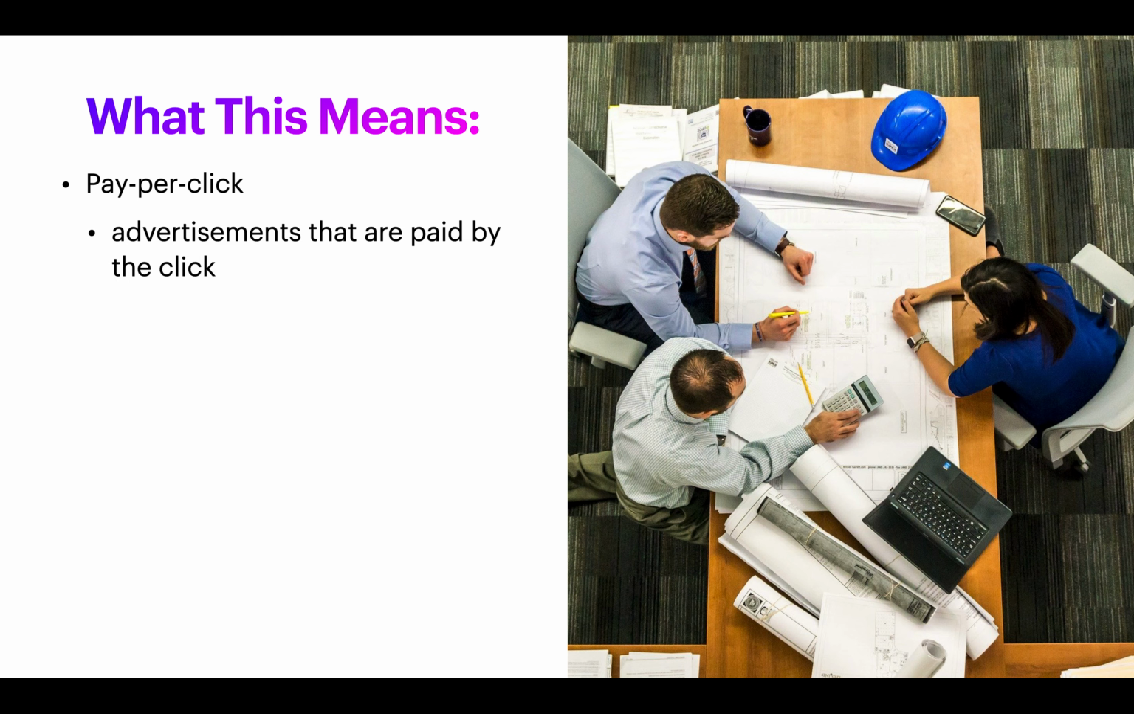Pay-per-click ads are pretty self-explanatory. They're advertisements that are paid by the click. These often show up on the first page of Google as it's the most popular search engine. These are an advantage to advertisers because they only pay when the ad is interacted with, instead of spending money on mass ads that are hard to track.